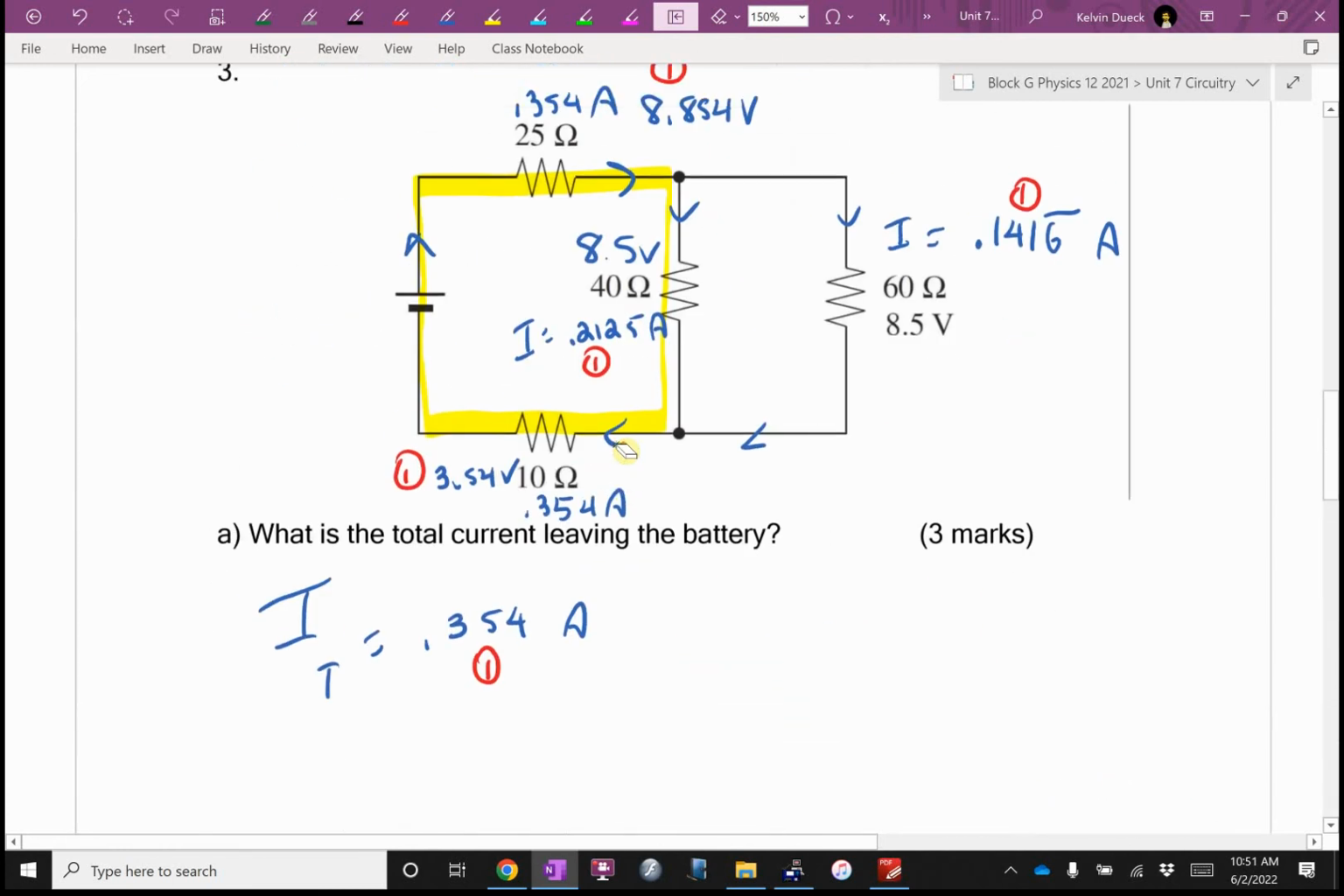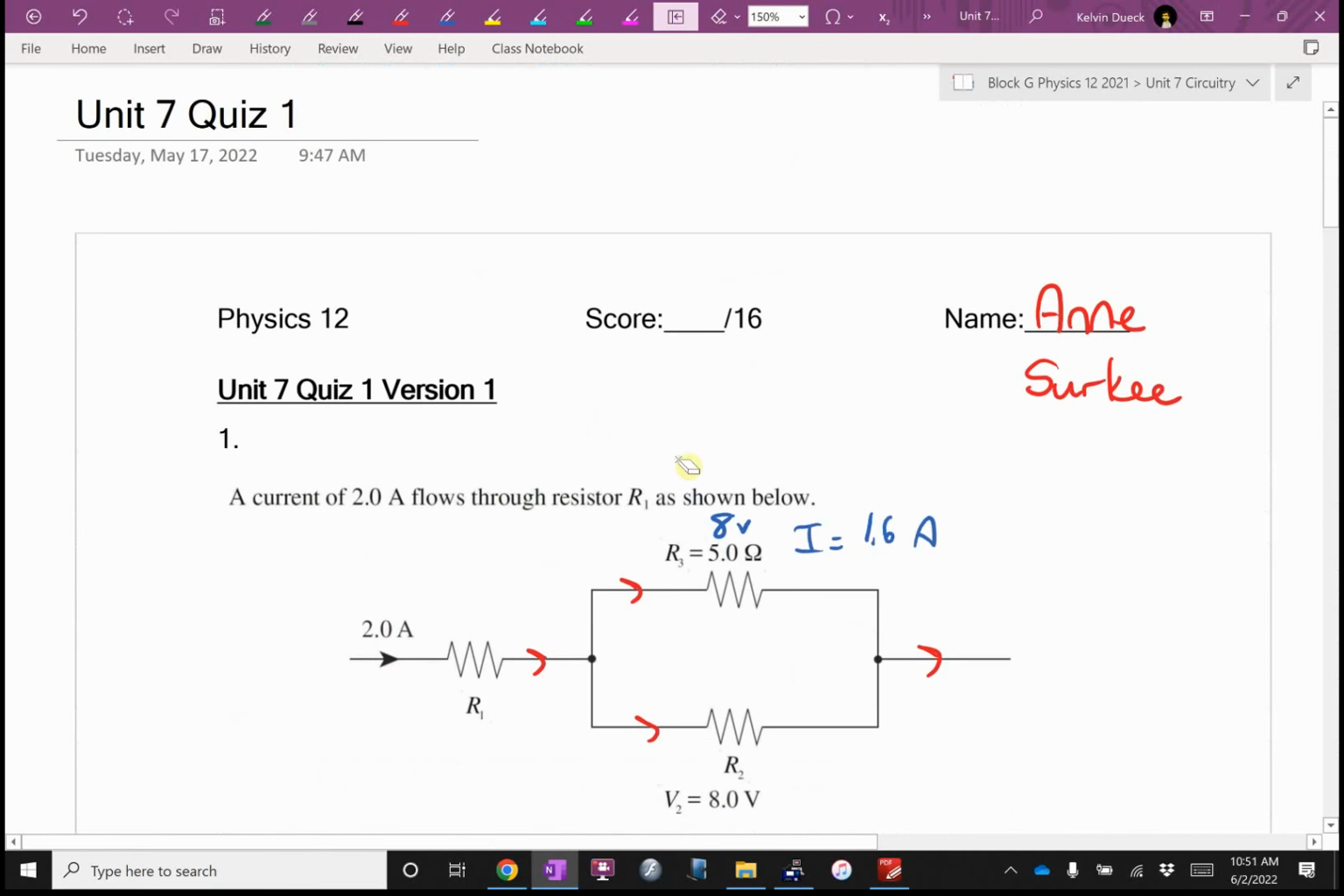Can you give yourself a score, please, out of 16?